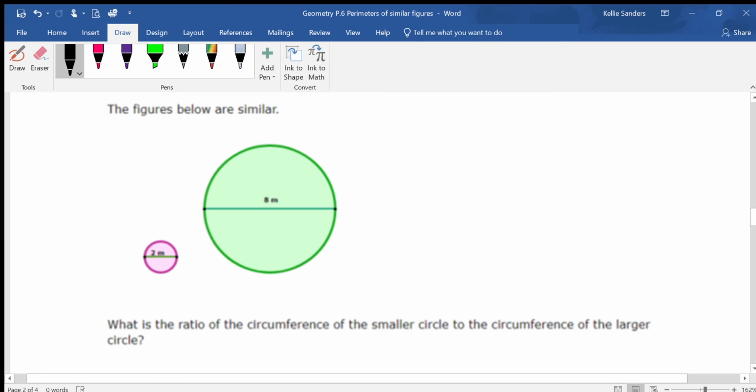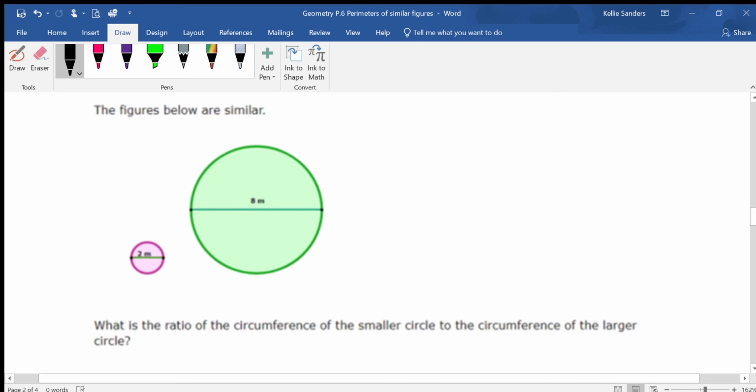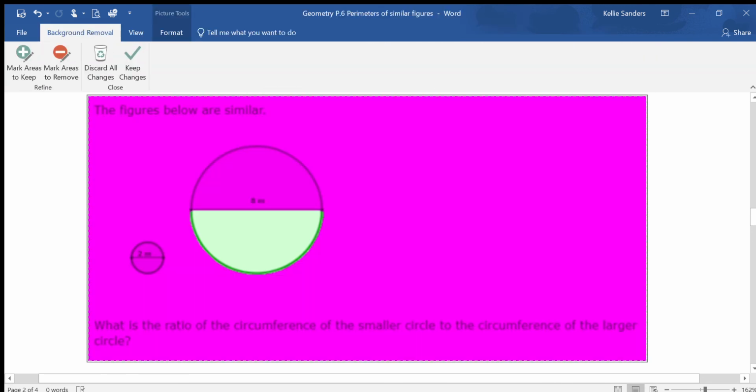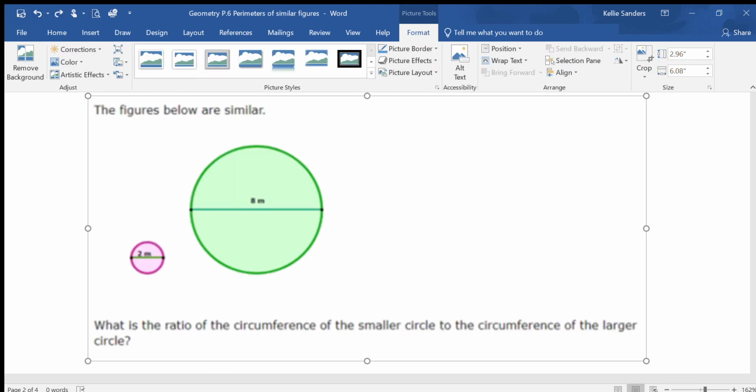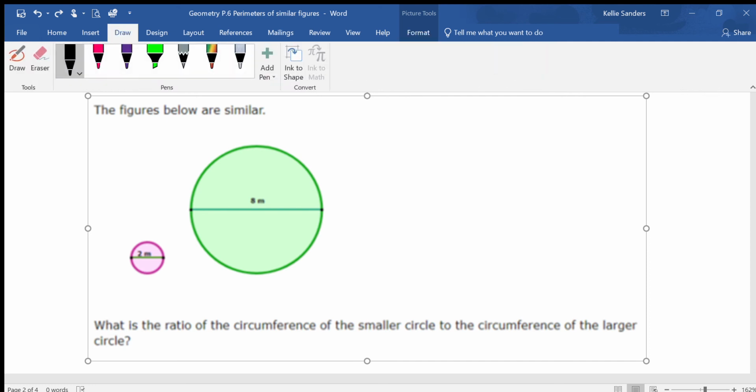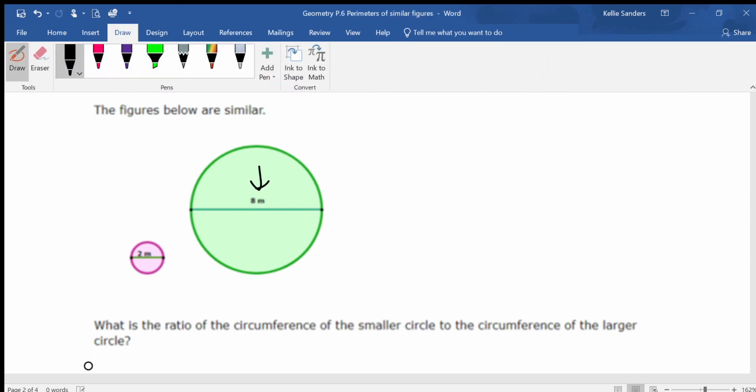What is the ratio of the circumference? I'm assuming, back up. I don't know how to fix it. Okay, I am assuming that this is an 8. If it's a 6 or something, then it would be a different answer, but we'll see. So 2 to 8, 2 goes into both of those, so this would be 1 to 4 as a ratio.